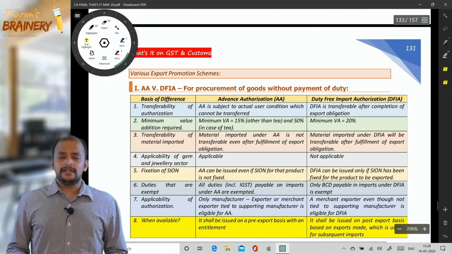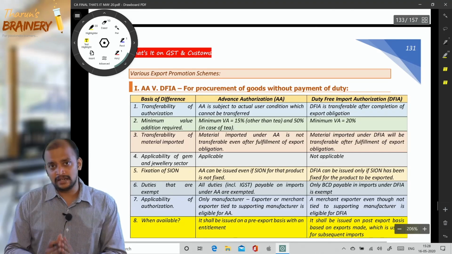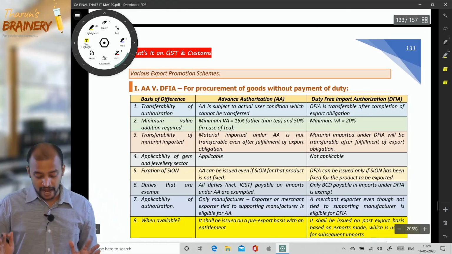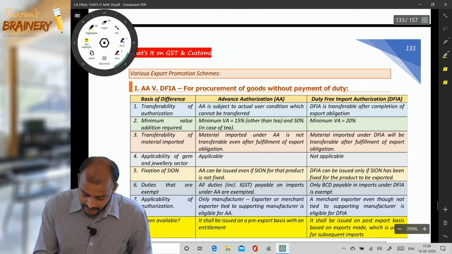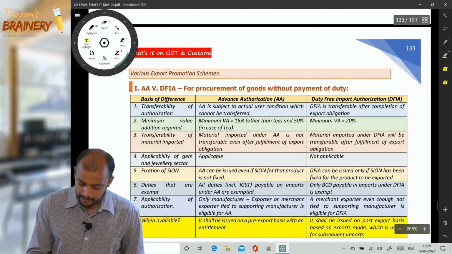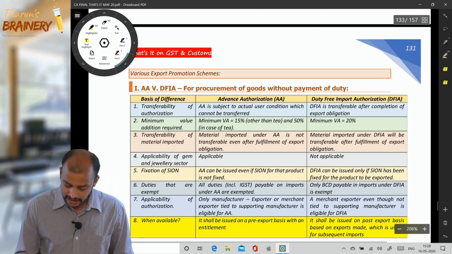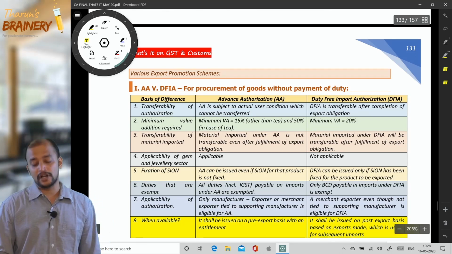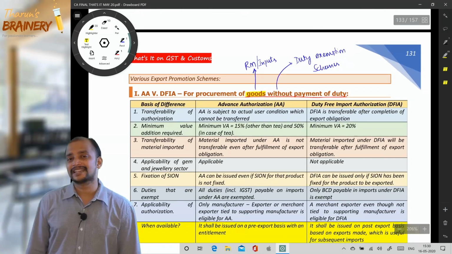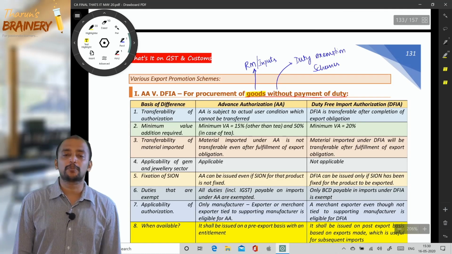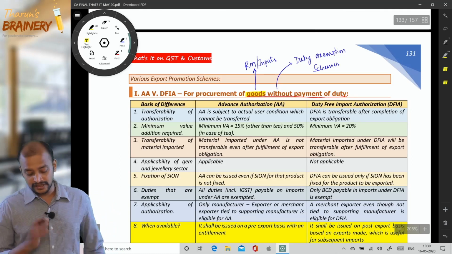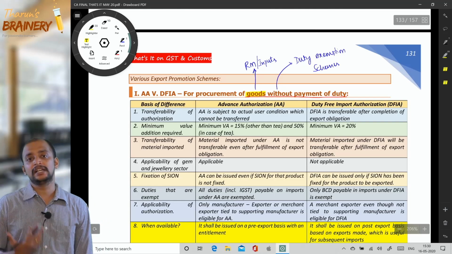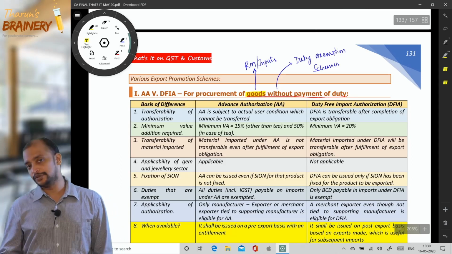That is known as duty remission schemes, whereas this is duty exemption schemes. And in this, you can import the material, and mainly this is for raw material, not for capital goods. So when I say goods, I am referring to raw material or inputs. I am not referring to capital goods. Because for capital goods, we have another scheme called EPCG, Export Promotion Capital Goods Scheme. So this is for import of raw material without payment of customs duty.